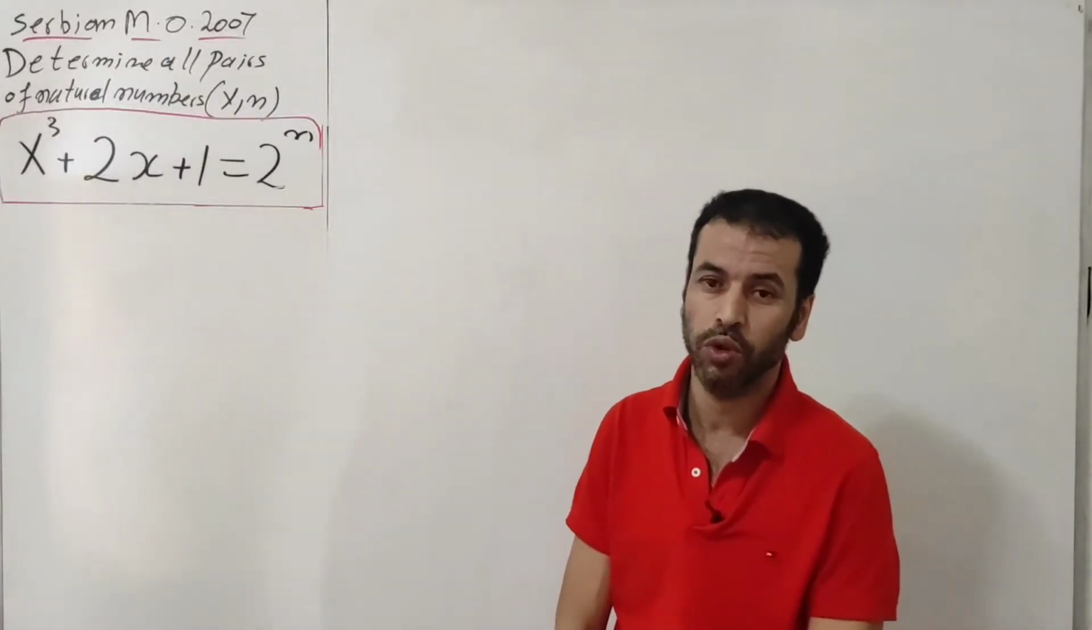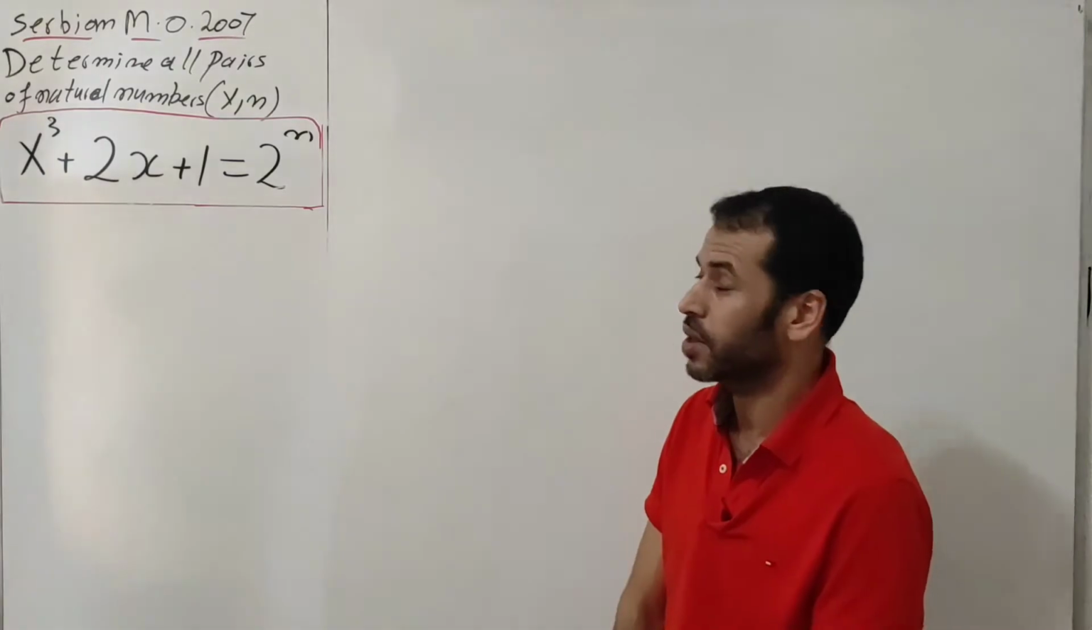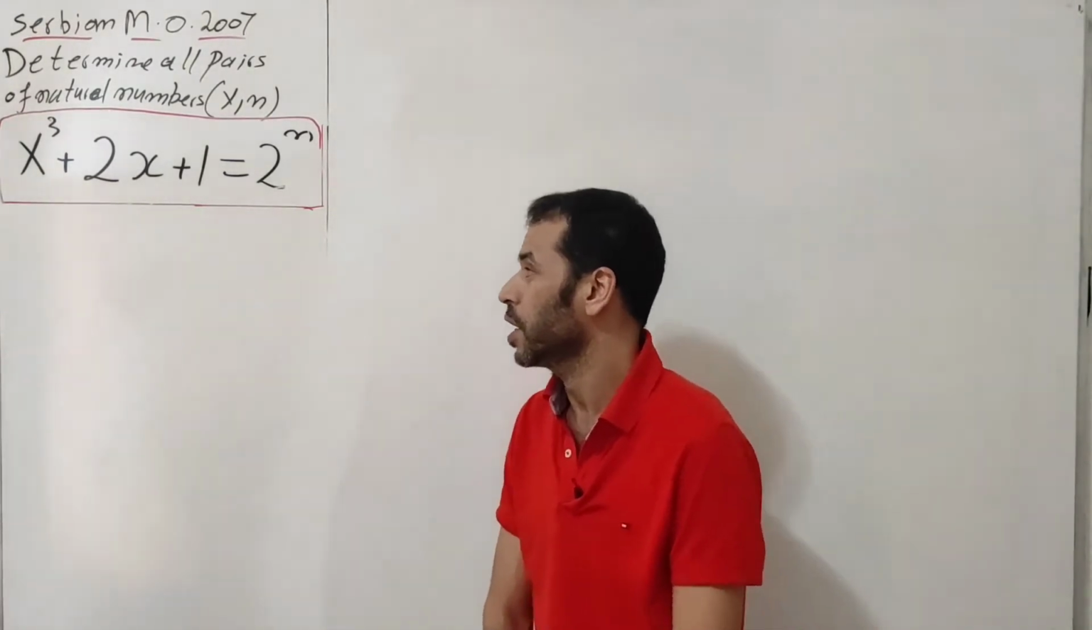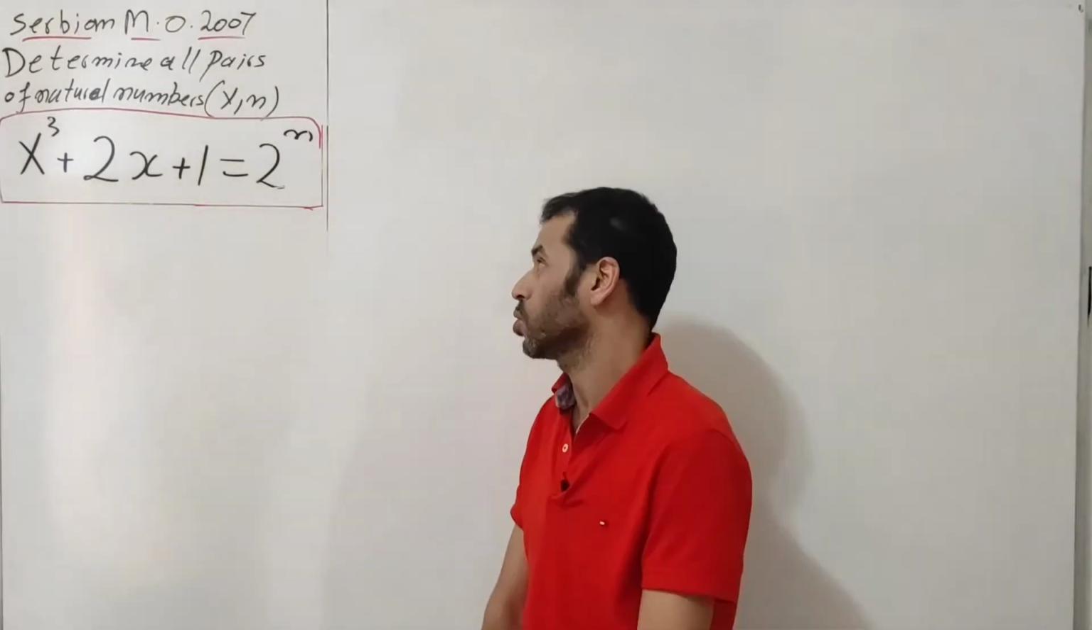In today's video, I would like to share with you a very nice problem of Serbian Mathematical Olympiad edition 2007. Here is the following information. Determine all pairs of natural numbers x and n. Here is the following equation. We have x cubed plus 2 times x plus 1 equals 2 to the n.